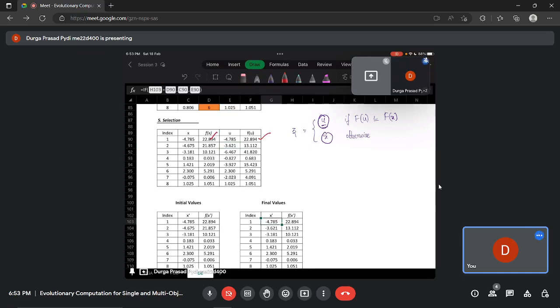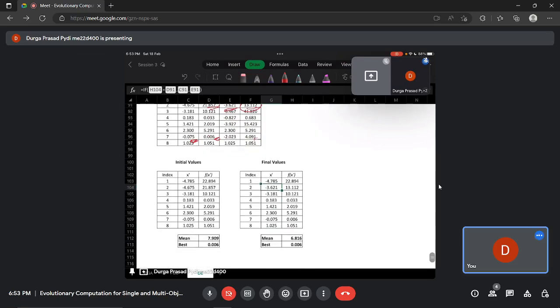When we consider the second case, you have an objective function value of 13.112 and 21.847. So the minimum value is this particular individual. So I choose this as my solution, as the offspring, in the sense it will go to the next generation. So that will be minus 3.621. If you consider this particular example of 0.006 and 4.091, for the seventh one the minimum will be minus 0.075. So you can see this is my minimal solution. This is how you get to the final value.